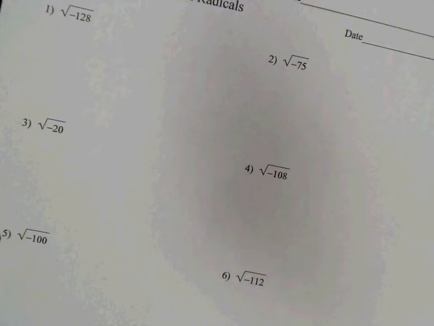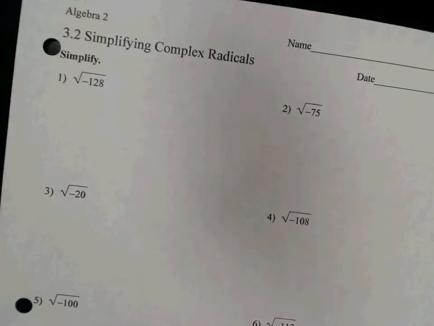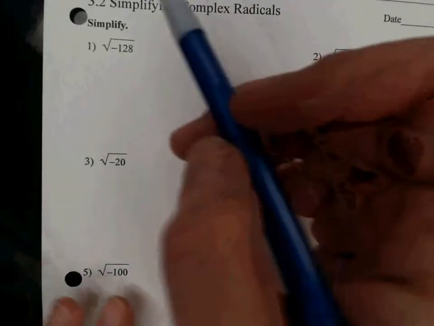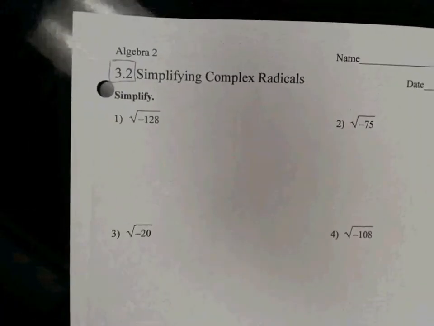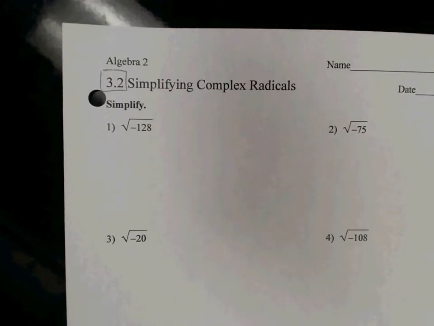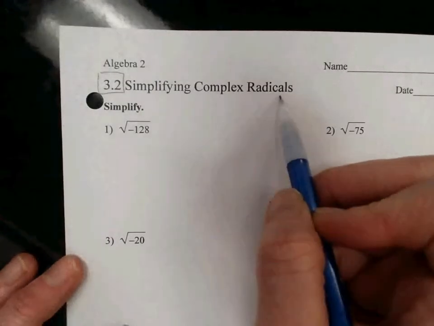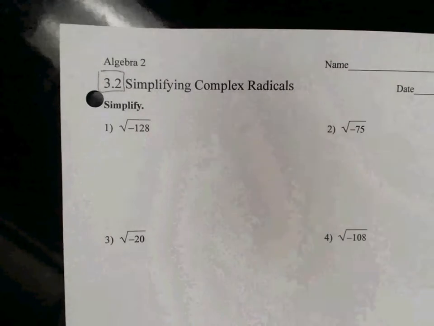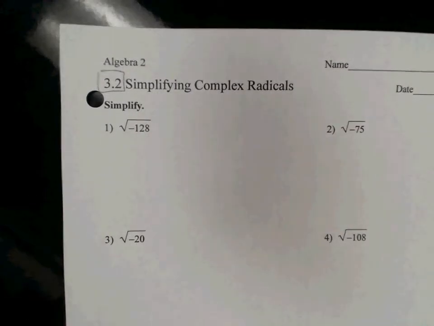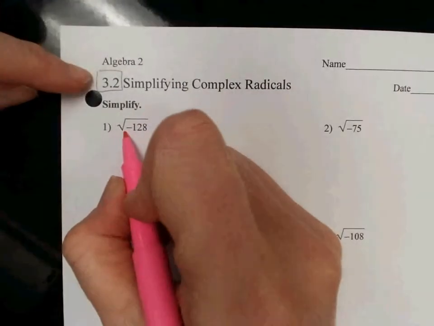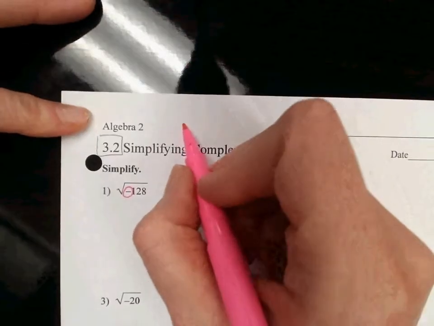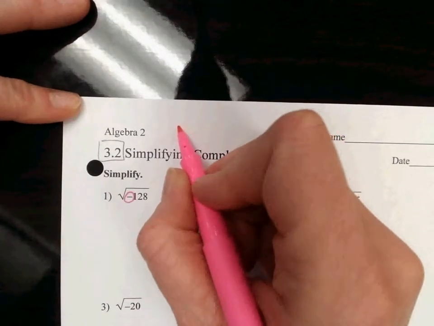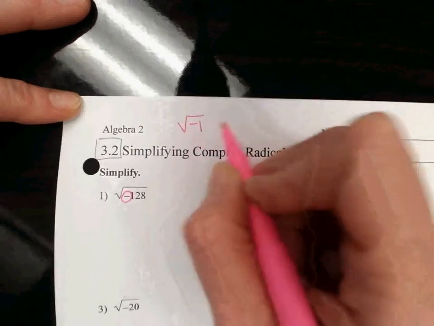So this is lesson 3.2, kind of laying the foundation for this unit on quadratics. So we're simplifying complex radicals. The first thing you want to do, if you ever notice a negative underneath a radical, is remember our definition that we just talked about. So if you ever have the square root of -1, that equals i.